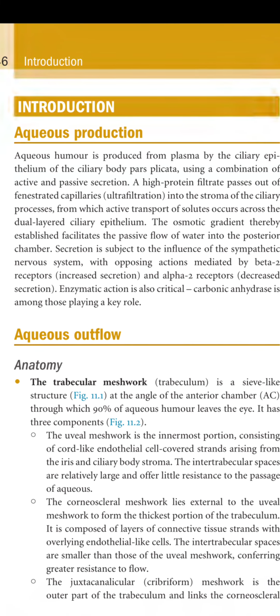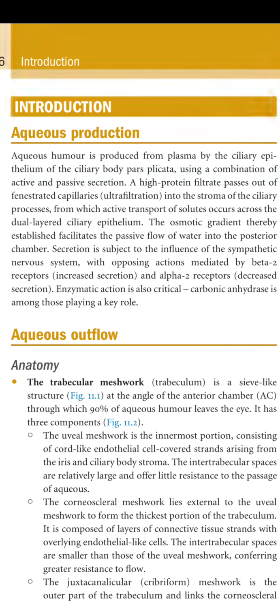The introduction starts with the aqueous production. Aqueous humor is produced from the plasma by the ciliary epithelium of the ciliary body pars plicata using a combination of active and passive secretion. A high protein filtrate passes out of the fenestrated capillaries into the stroma of the ciliary processes, from which the active transport of the solute occurs through the dual layer of the ciliary epithelium. The osmotic gradient thereby established facilitates the passive flow of water into the posterior chamber.